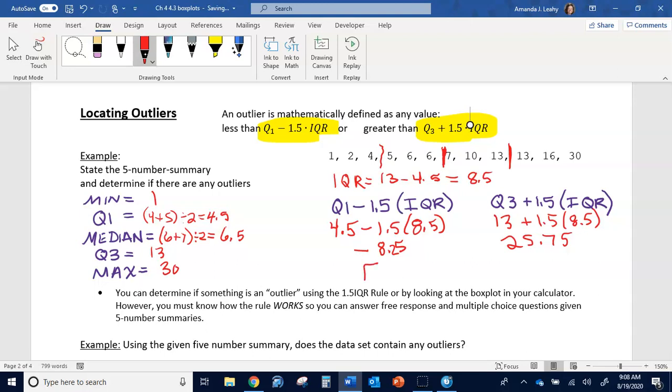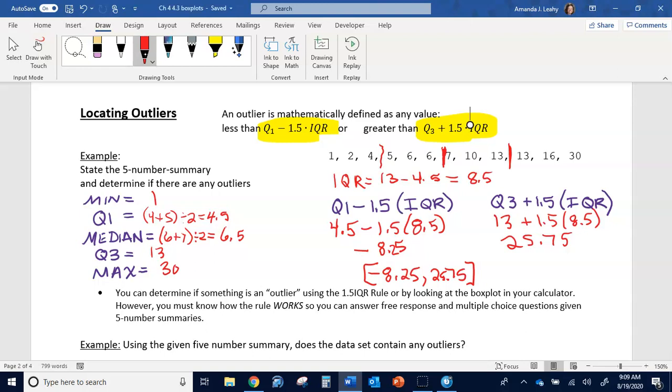So what I'm saying is anything that's between negative 8.25 and 25.75, okay, inside that fence, those numbers are okay. Those are fine. Anything that's outside the fence is an outlier.